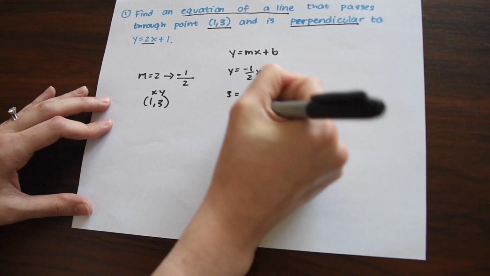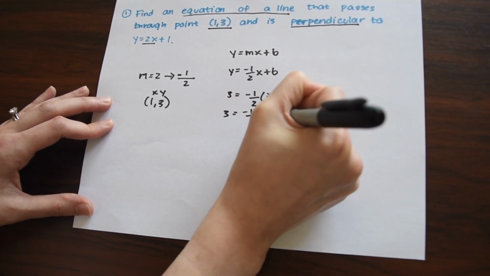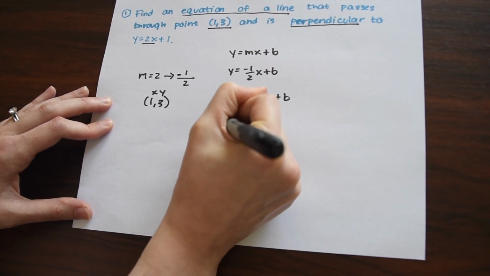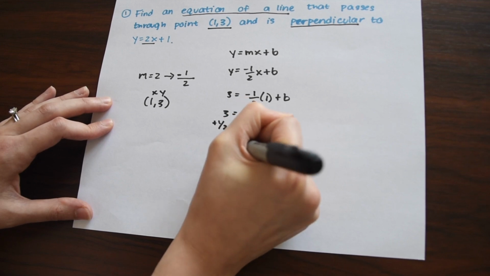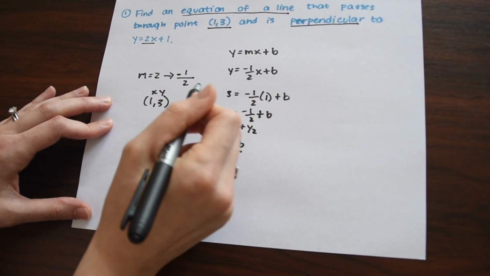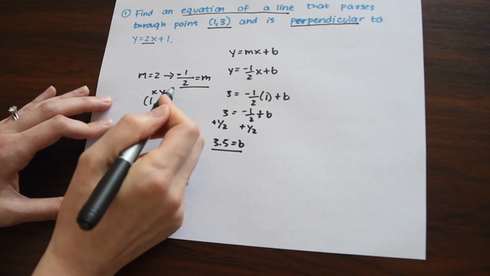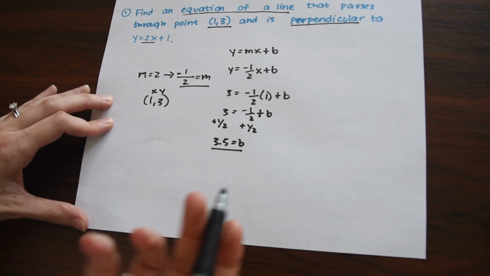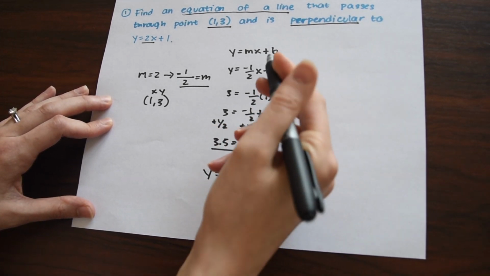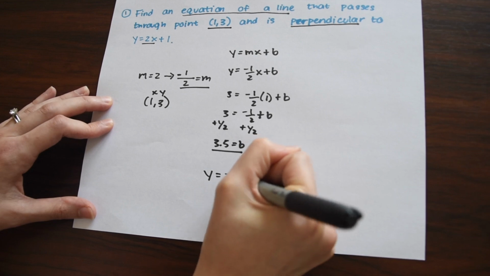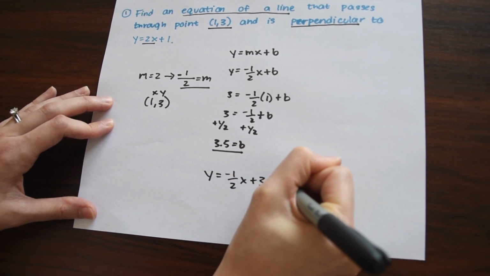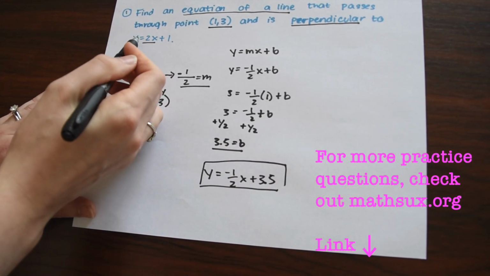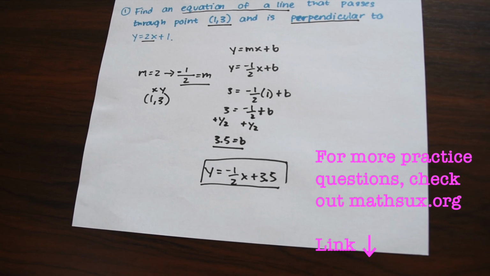So we have negative 1/2 plus b equals 3. Now we're just going to add 1/2 on both sides, and we get 3.5 is equal to b. So we have our information. The slope is negative 1/2 and the y-intercept is 3.5. If we put this all together into our y equals mx plus b equation, we have y equals negative 1/2 x plus 3.5. This line is going to be perpendicular to the one they gave us, y equals 2x plus 1. And that's our answer.